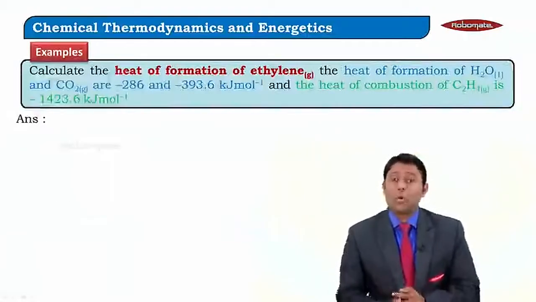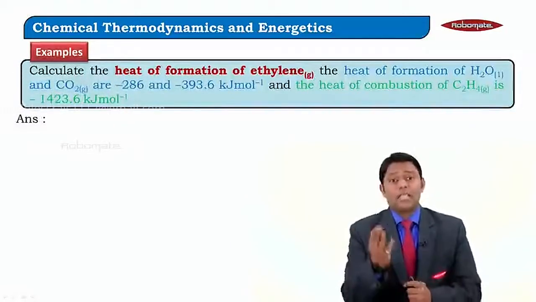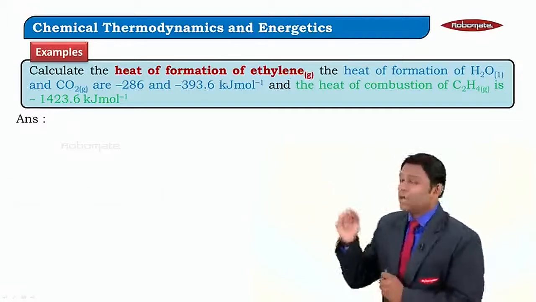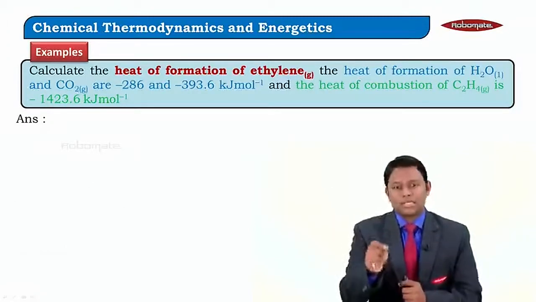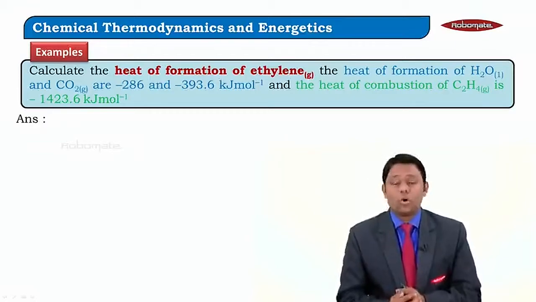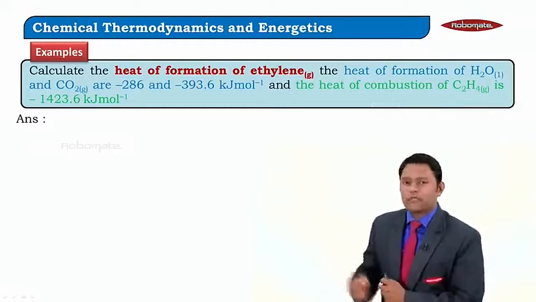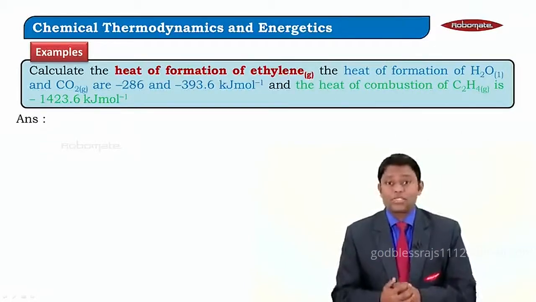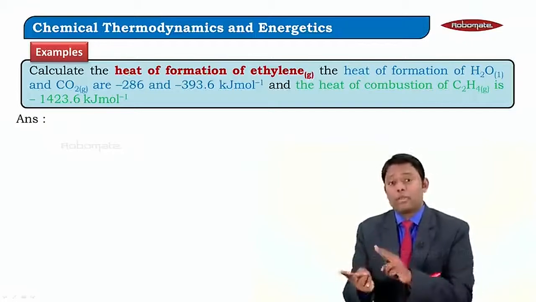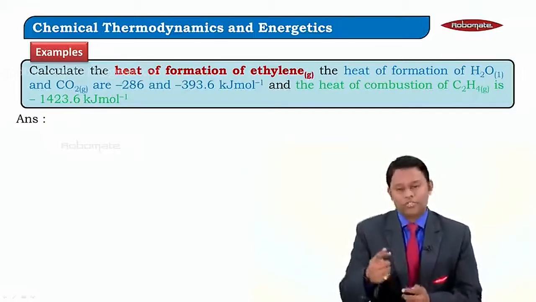Let's start the sum. The question says, calculate the heat of formation of ethylene. The heats of formation of water and carbon dioxide are given as minus 286 and minus 393.6 kilojoule per mole, and the heat of combustion given is minus 1423.6 kilojoule per mole. Since two values have been given for formation and one value for combustion, we'll be using Hess's law for solving that.